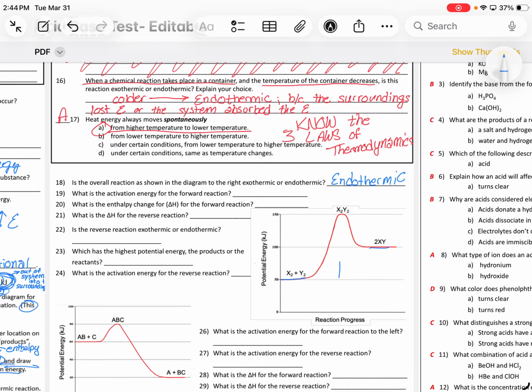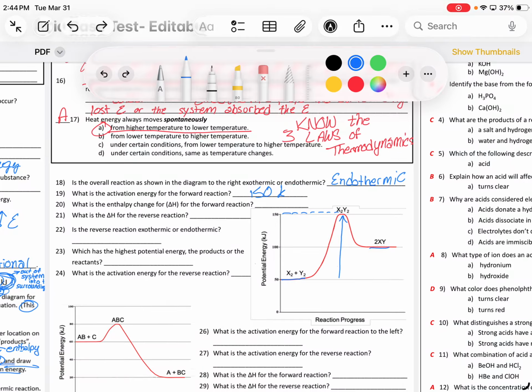What is the activation energy for the forward reaction? Well, we started with 50, and the activation energy says it's 150. So is our answer 150 kilojoules? No, our answer is not 150 kilojoules. What we have to do instead is say 150 minus 50. We already started at 50 kilojoules, right?